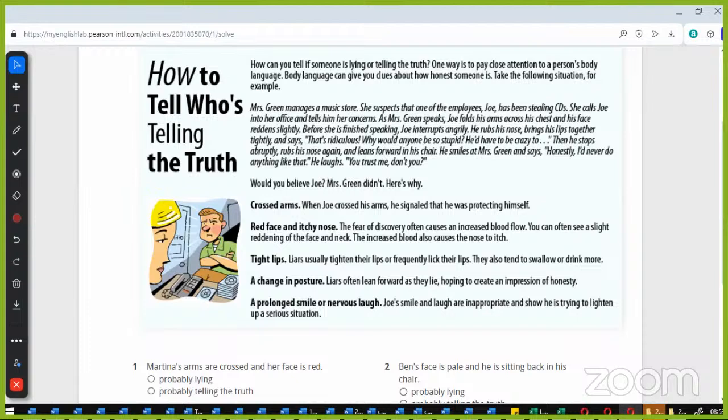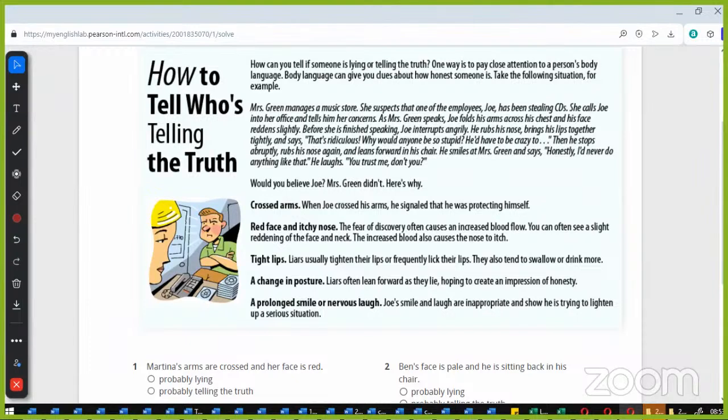Would you believe Joe? Mrs. Green didn't. Here's why. Crossed arms. When Joe crossed his arms, he signaled that he was protecting himself. Red face and itchy nose. The fear of discovery often causes an increased blood flow. You can often see a slight reddening of the face and neck. The increased blood also causes the nose to itch.